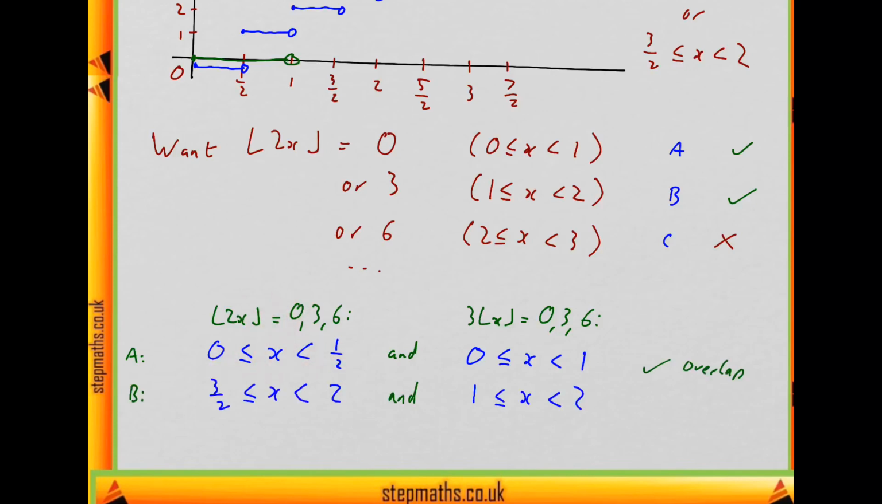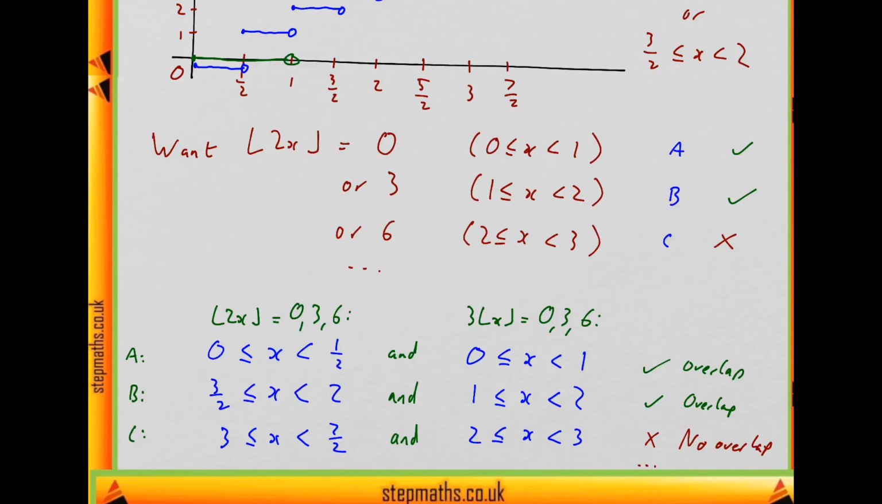And, okay, this is a case where there's an overlap. If box 2x is equal to 3, then we need 2x to be between 3 and 4, so x is between 3/2 and 2. That's okay because there's an overlap between this inequality and this inequality, or this range and this range, because this starts at 3/2 and this ends at 2. If we go to the next one, if box 2x is equal to 6, then 2x needs to be between 6 and 7, so x needs to be between 3 and 7/2. And we also have this inequality for 3 box x to equal these things. But now there's no overlap between these ranges, because this starts at 3 and this ends at 3, but it's a strict inequality. So there's no overlap.